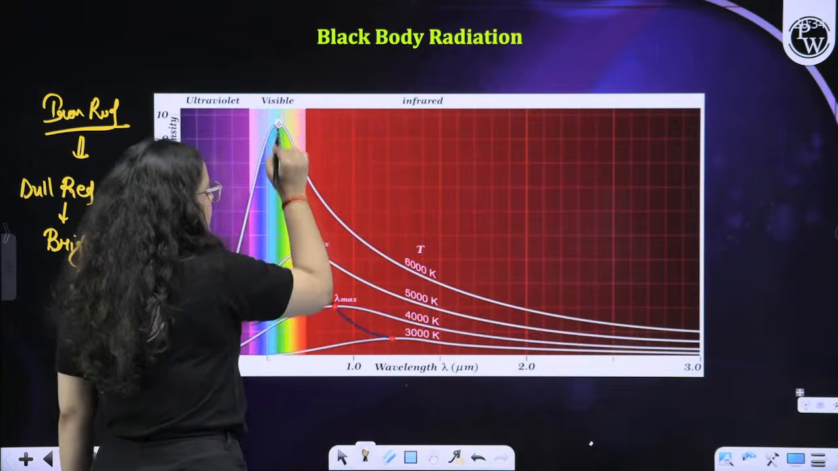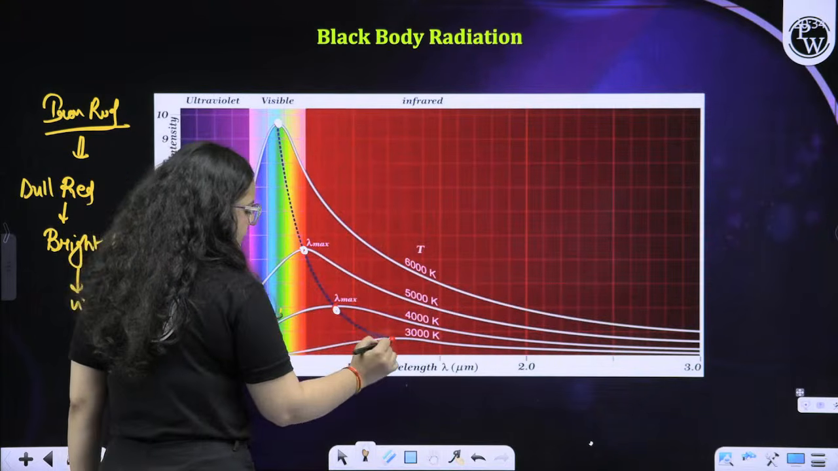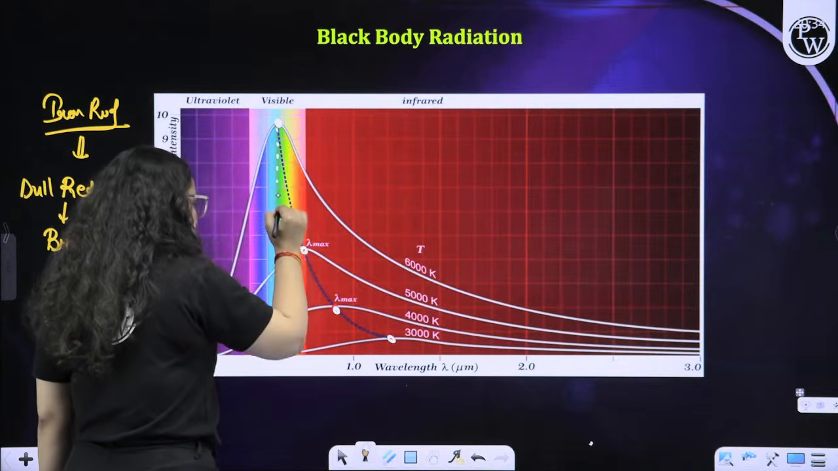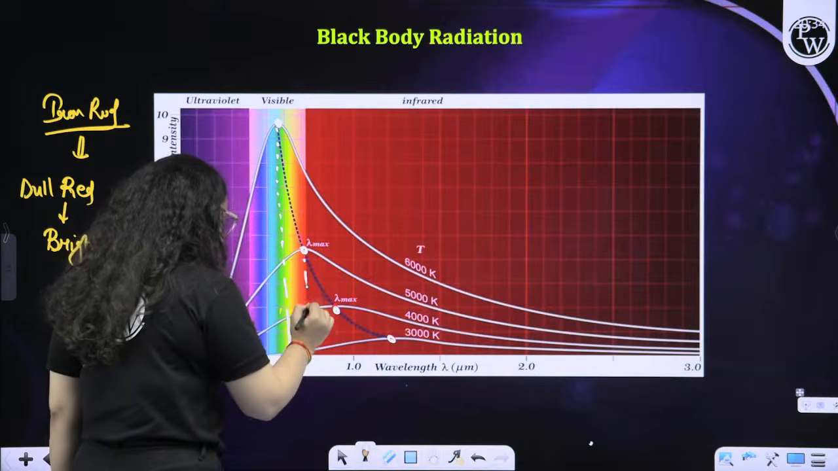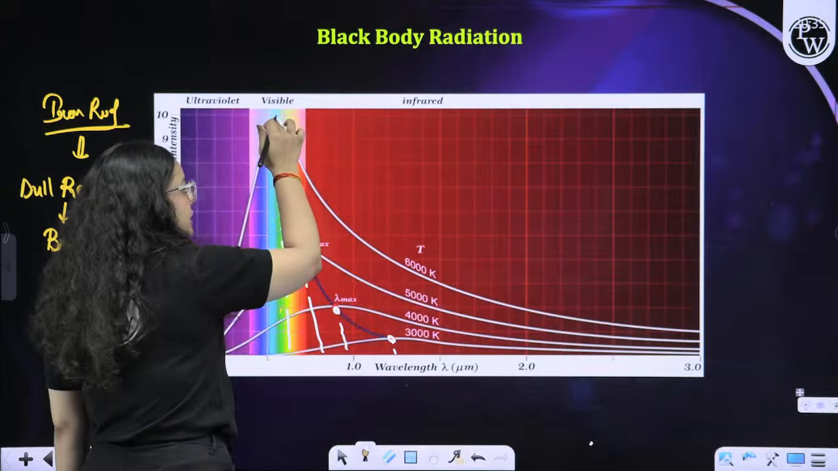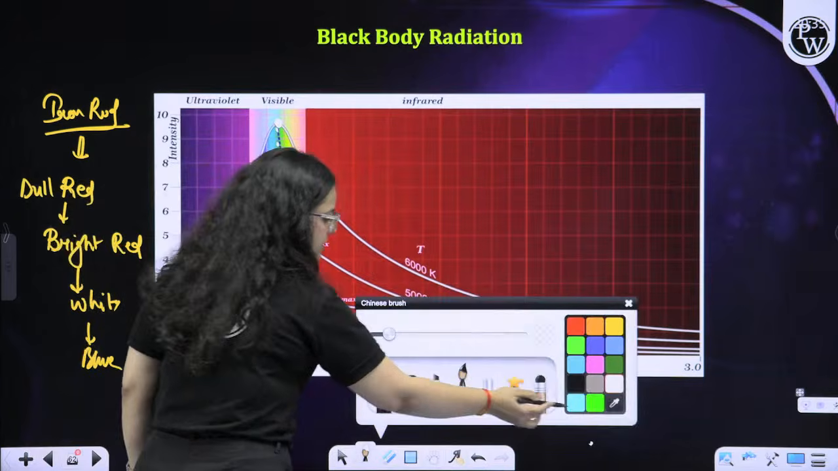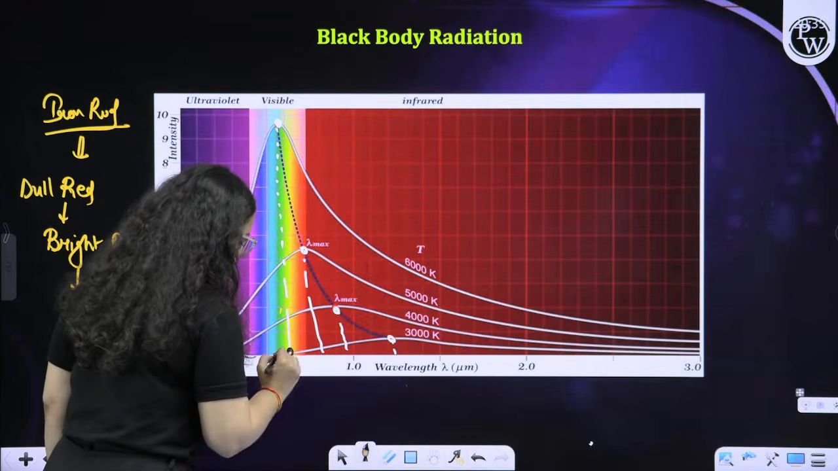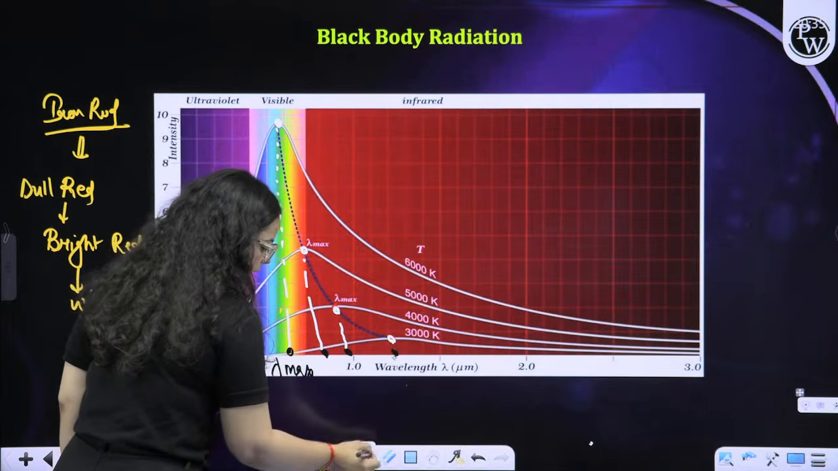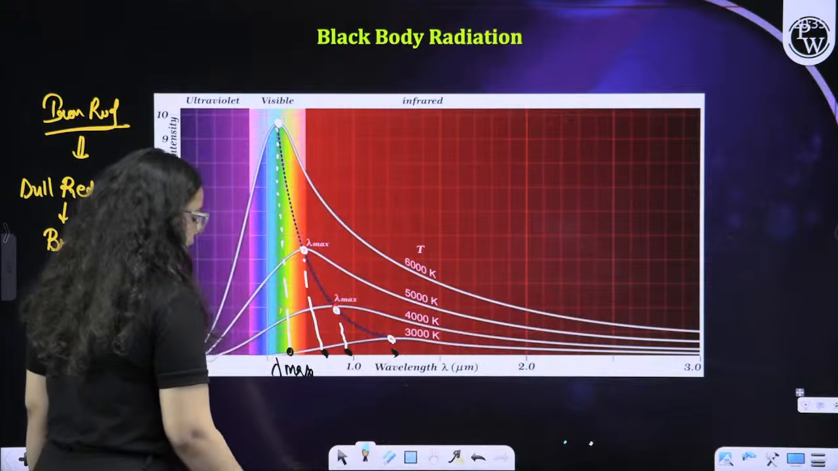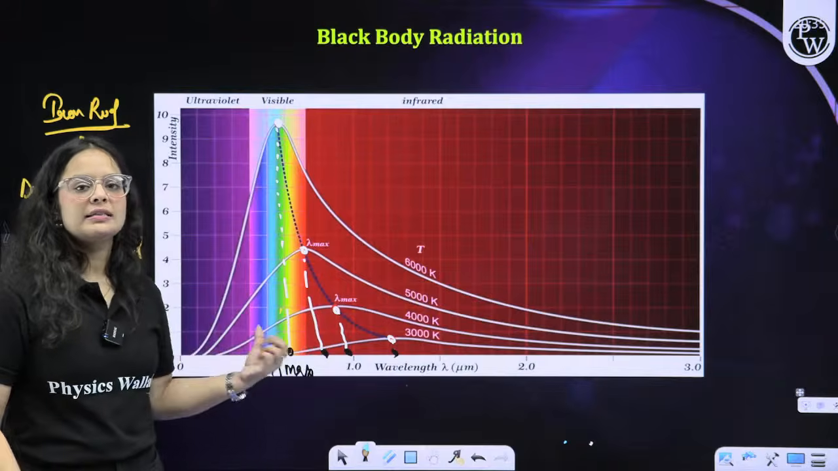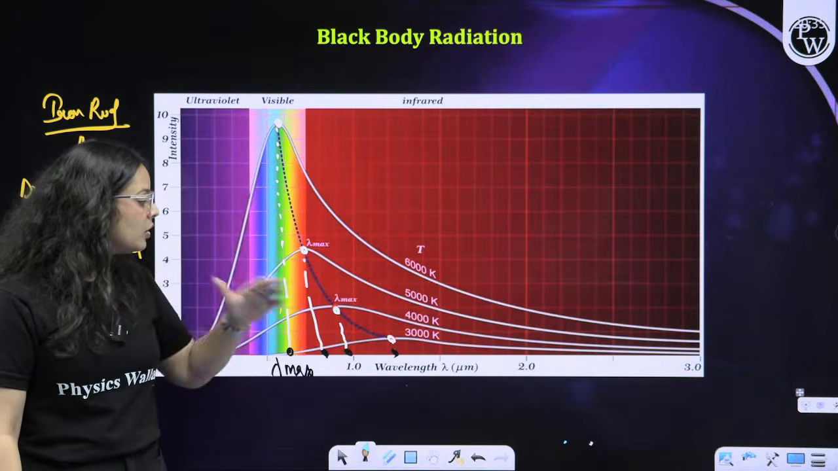What are these? These are maxima of their respective graphs. If I'm getting this maxima peak, just have a look over it, you can simply see that these maxima peaks are decreasing if the temperature is increased. This is the lambda max, depending on which graph you are studying. So you can simply see that the lambda max value is decreasing depending on the temperature.